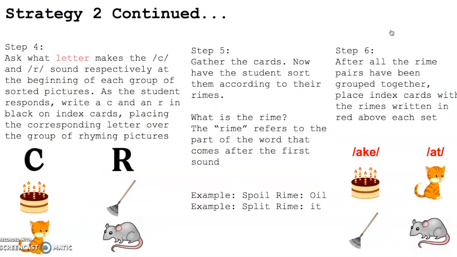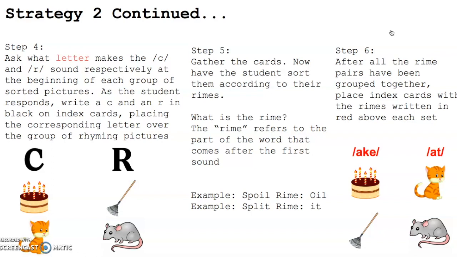Ask what letter makes the k and r sound, respectively, at the beginning of each group of sorted pictures. As the student responds, write a C and an R in black on index cards, placing the corresponding letter over the group of rhyming pictures, as shown below. So in the column of cake and cat, there was a big C, and in the column of the rake and the rat, there was a big R.